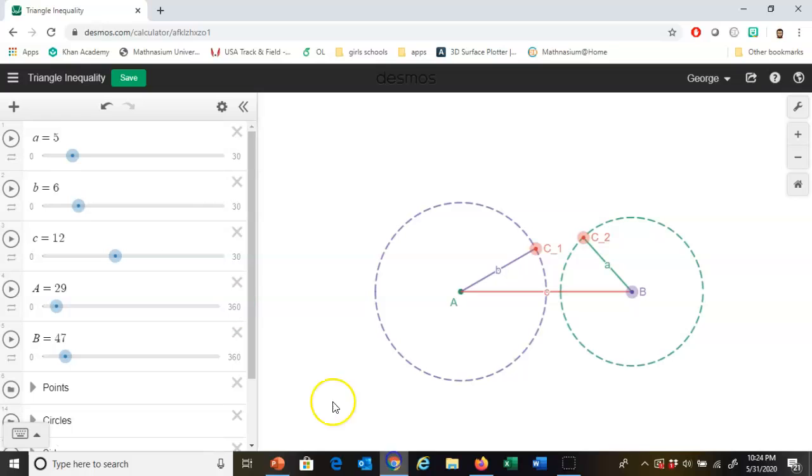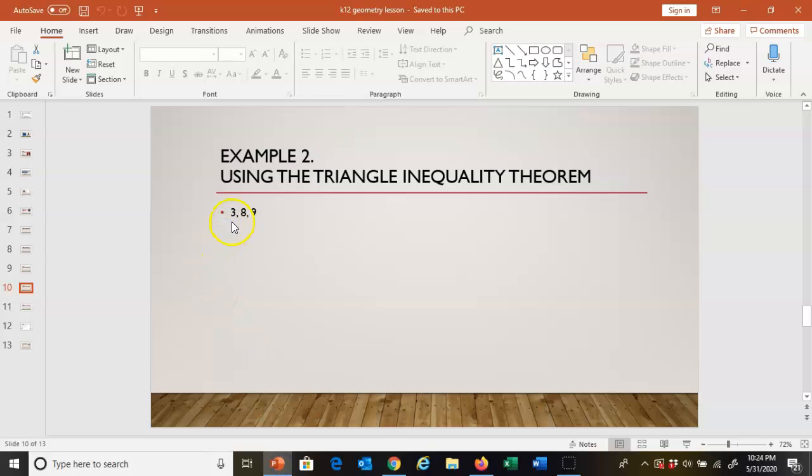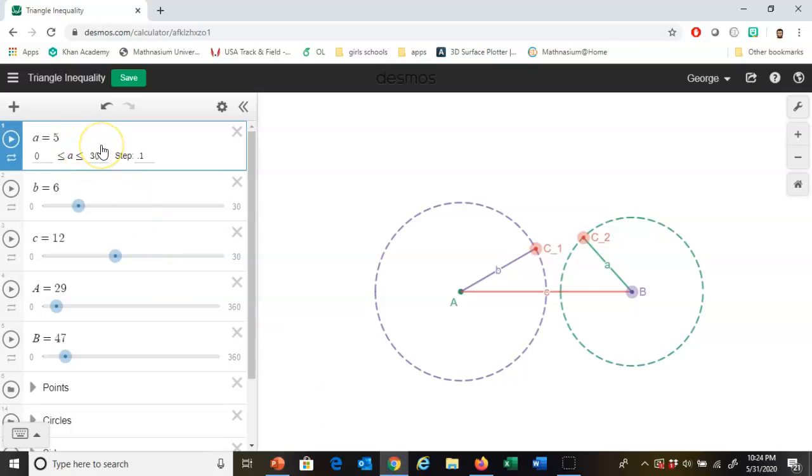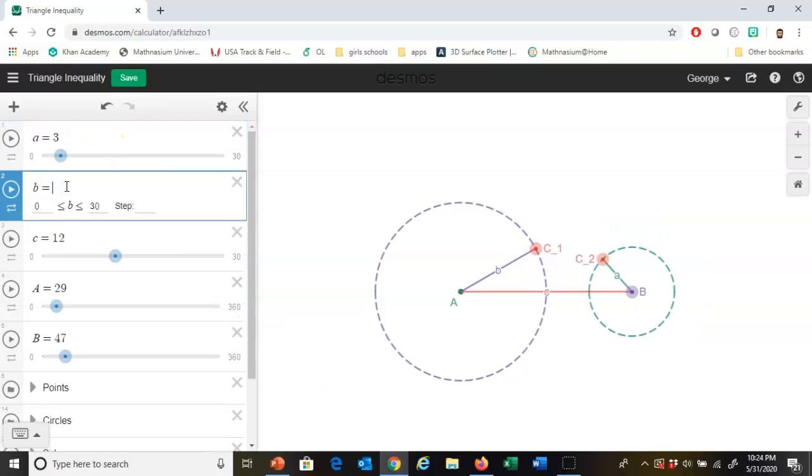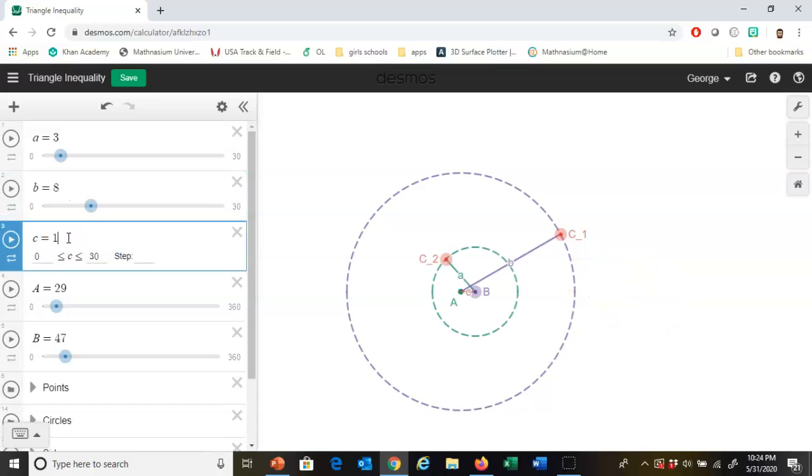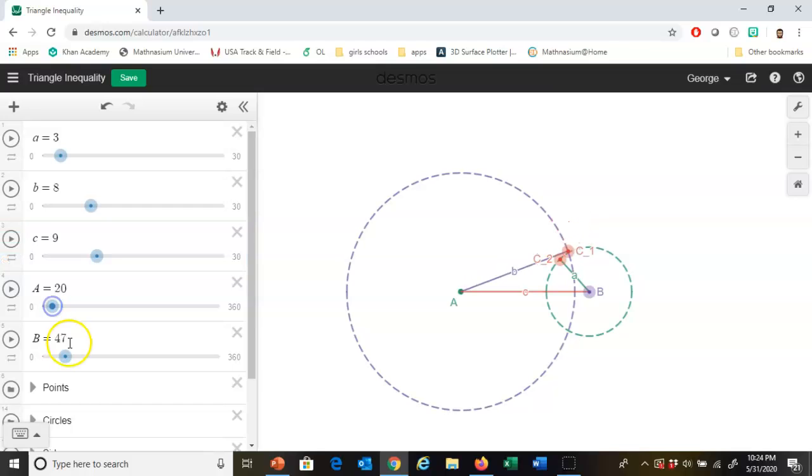Second one, 3, 8, and 9. Well, just looking at it, 3 plus 8, that's 11. It's bigger than 9. 3 plus 9, that's 12. That's bigger than 8. And 8 plus 9, 17. That's bigger than 3. So no matter which two sides you pick, they add up to something bigger than the third side. I think we can make that work. There's a pretty good triangle.